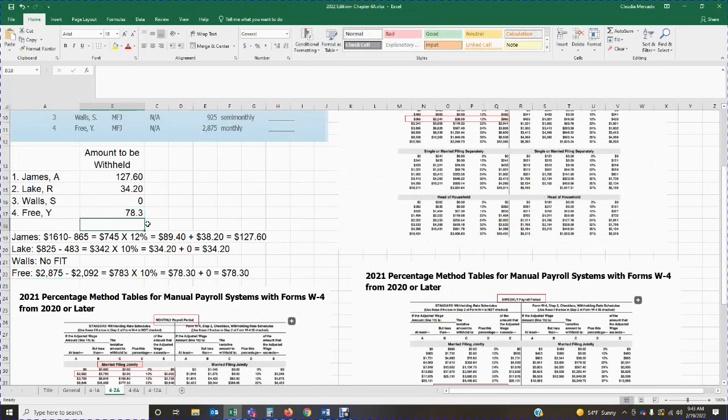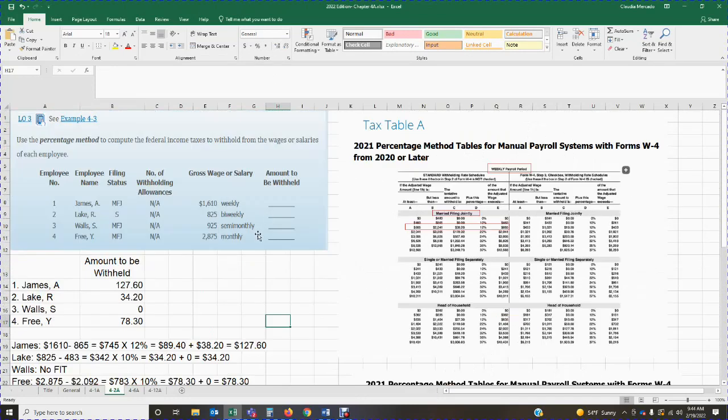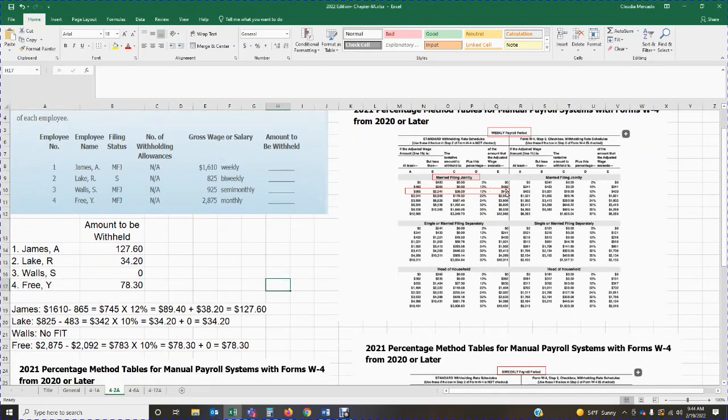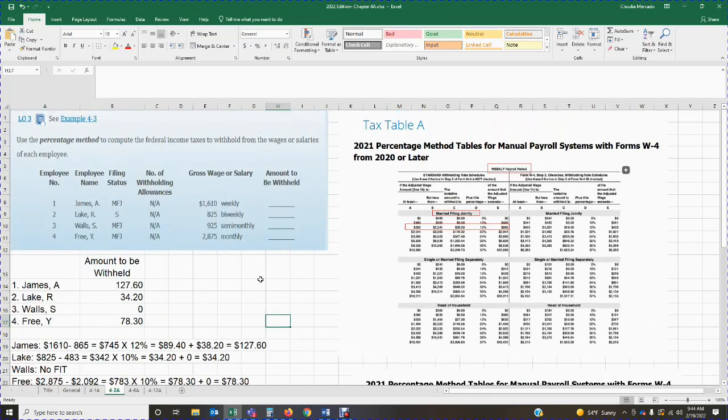That is how we do the percentage method. Make sure you locate the proper table and the proper filing status, and then you just follow the examples. You work from right to left. You subtract, multiply, and add. I hope this will help you complete your homework problem. Please read over the textbook section on the percentage method, as well as review the examples provided.